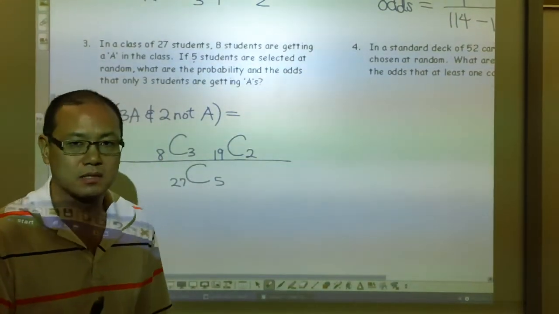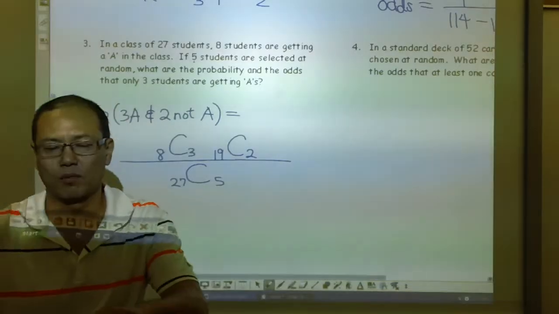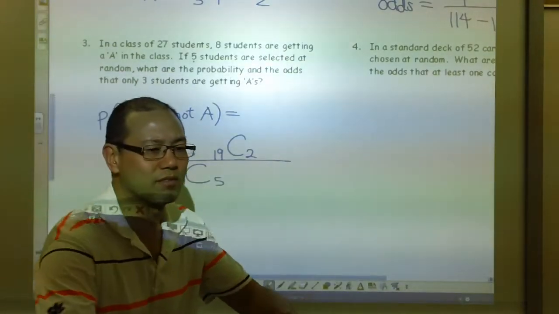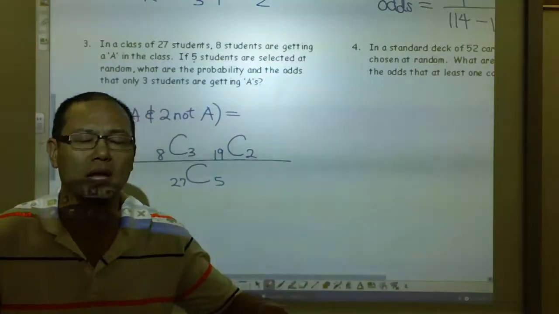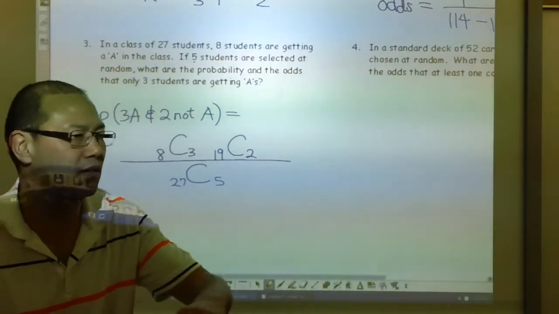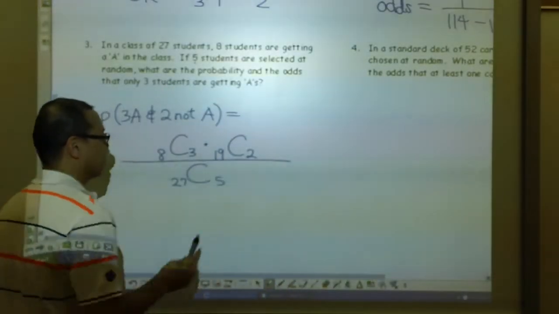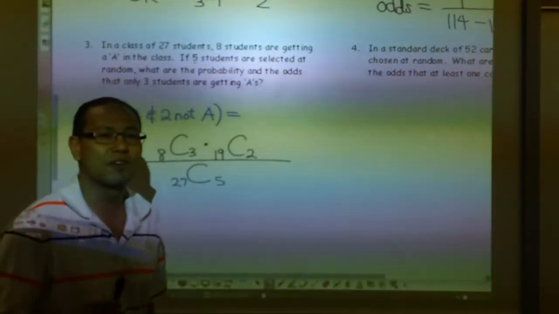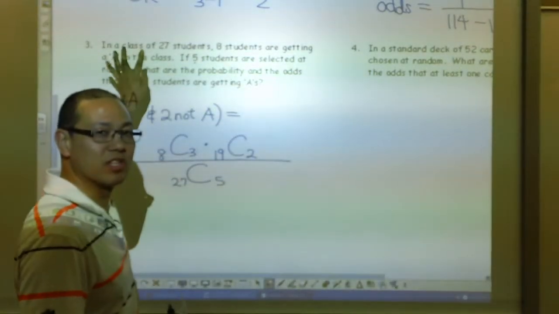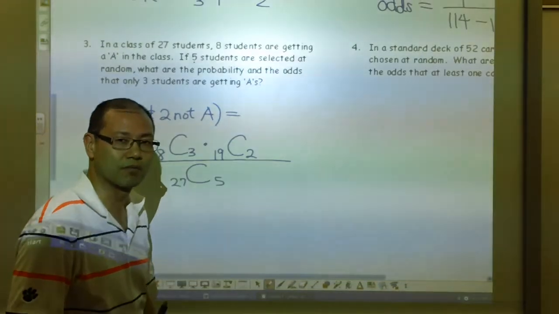Counting principle says, if you want to know all the different ways of picking 3 A students and 2 not A students, multiply all the different ways of picking 3 A's and all the different ways of picking 2 non-A's. So that would be multiply right there. Sorry for getting the 27 and the 28 confused back and forth.